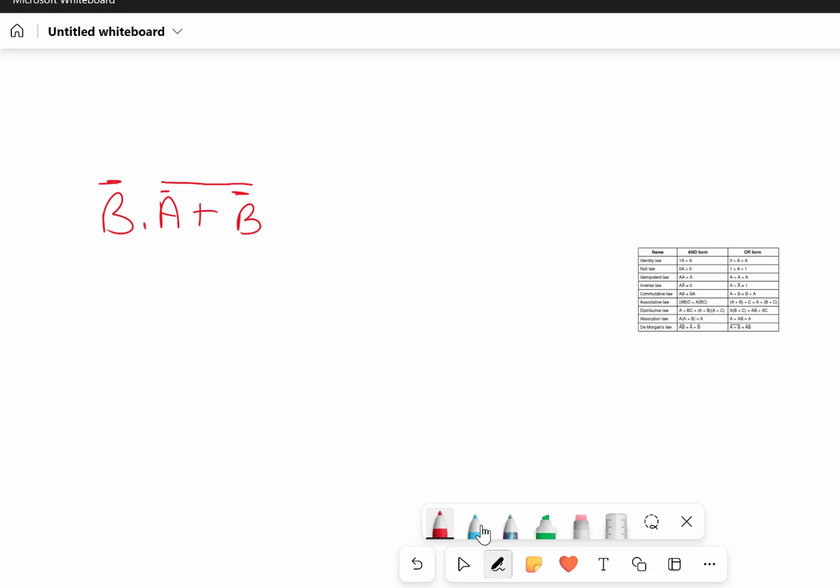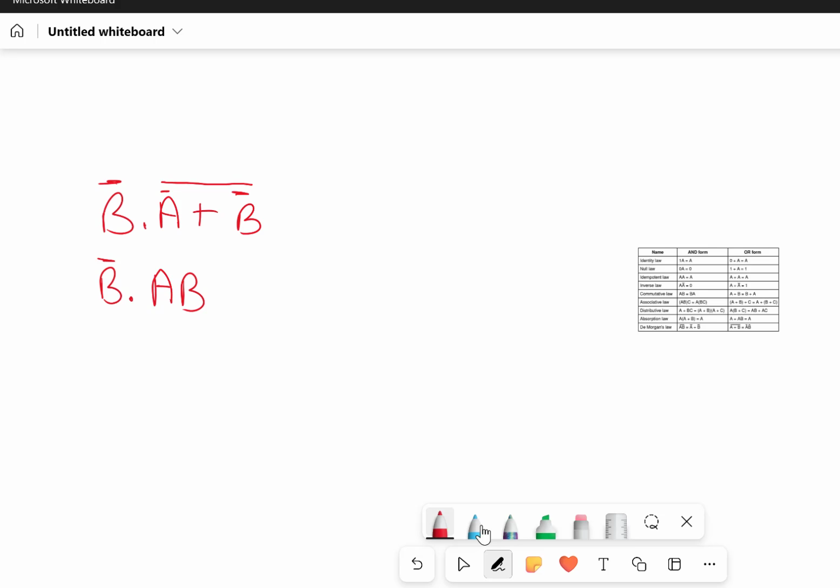Okay, straight away, I can see this. We can use De Morgan's law, and I'm going to do double negation at the same time. So we're going to be left with NOT B, and we're going to have AB, like that. I didn't put in brackets, but the point being is they're grouped together.